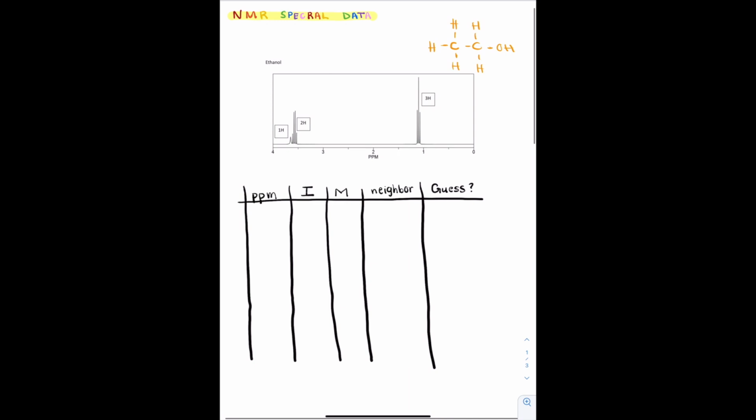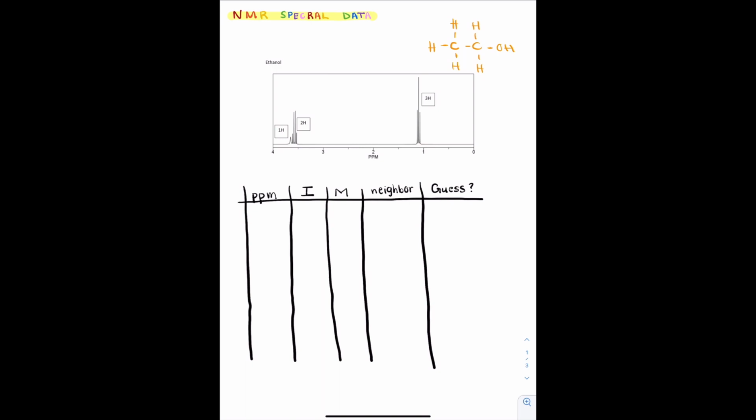So the first thing I like to do when I'm setting up an NMR and looking to potentially determine a structure of a particular molecule based off of the proton NMR is set up a chart like I have here. So on the chart, I included ppm, which is the area on the NMR chart that the specific signal will occur.